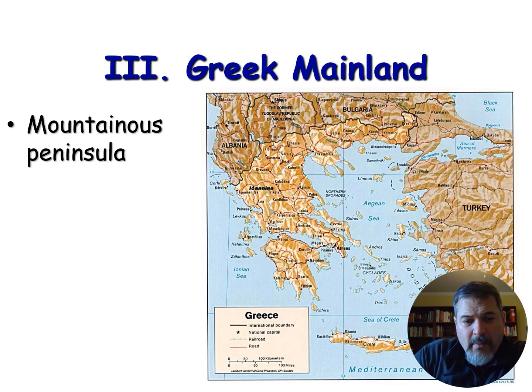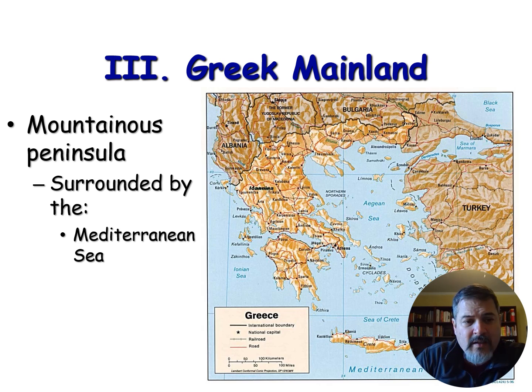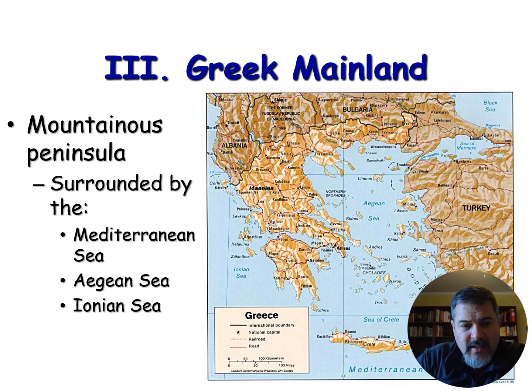The Greek mainland is a mountainous peninsula. A peninsula is an area of land surrounded on 3 sides by water. Mountainous is very important. These areas that we've talked about before with the Egyptians and the Mesopotamians, they were not very mountainous. We know that mountains do what? Mountains separate people. They were also surrounded by the Mediterranean Sea, the Aegean Sea, and the Ionian Sea, all part of the Mediterranean.